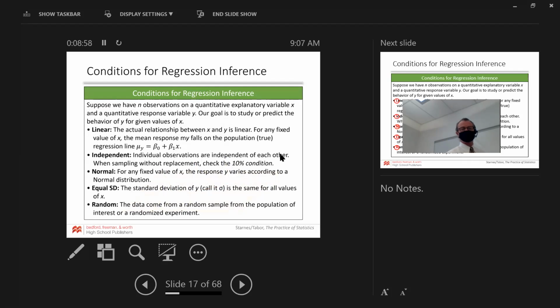Now, here are the conditions. And the conditions here are a little longer for regression inference. They point out in the book that you can expect when you get an FRQ about linear regression, they will tell you the conditions are met. Just like they did on the thing on Friday. So you're not going to have to memorize the conditions. You see if they make sense to you.